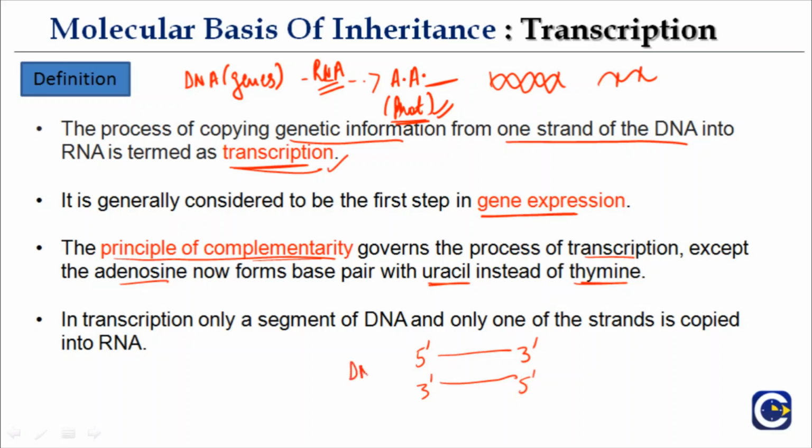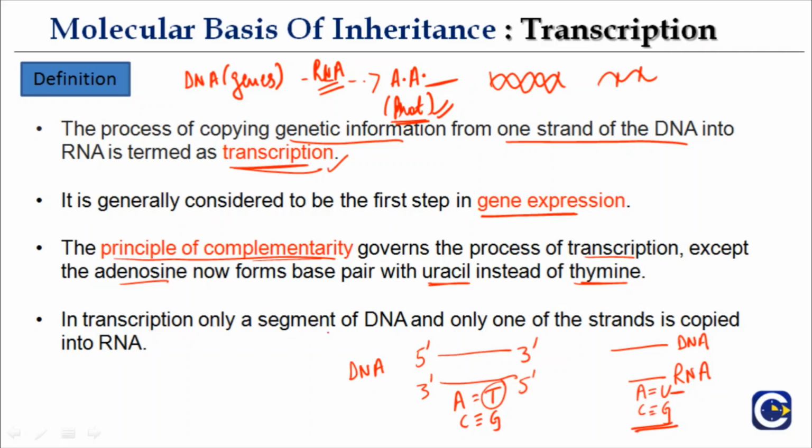In case of DNA, we know that adenine pairs with thymine and cytosine pairs with guanine. In case of RNA, however, when one strand of DNA is converted to RNA, there is again the same principle of complementarity. If you know the sequence of DNA, you can easily determine the sequence of RNA. The only difference here is that adenine now pairs with uracil instead of thymine, as in DNA. Cytosine again pairs with guanine. So this remains the same. The only difference is here. But the principle of complementarity governs the process of transcription as well, just like replication.